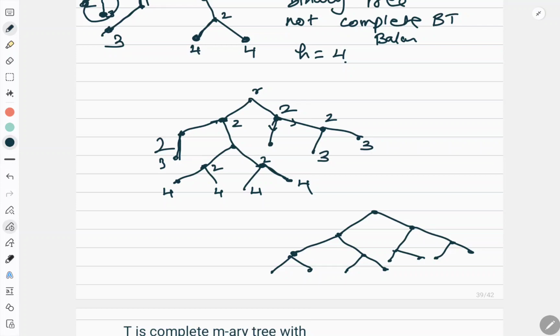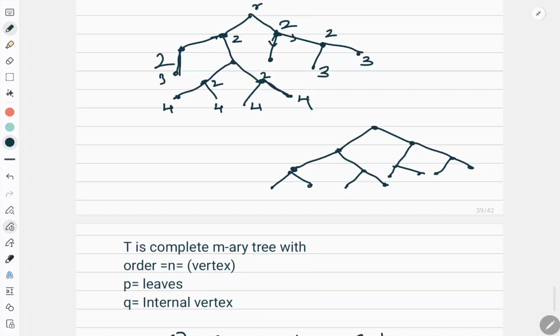Now let us learn a concept to do the numericals based on this. Suppose T is a complete M-array tree with order n, meaning the total number of vertices is n. Remember, when I say total number of vertices, it is always represented by n, which includes the root also. P is the leaves and Q is the internal vertices, and internal vertices include the root also, because I define internal vertices as the vertices apart from the leaves.